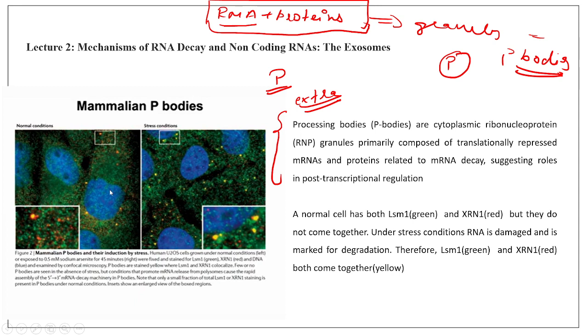So what does it signify? These yellow dots are nothing but the P bodies, that means processing bodies, where RNA along with the proteins which degrade the RNA, here the example of LSM and XRN1, have come together. So these are your P bodies. That means these RNAs are going to get decayed. Here you can see the green dots and red dots are separate. There are very few red dots. That means the formation of P bodies in normal condition is very low, whereas in stress condition it is much higher.